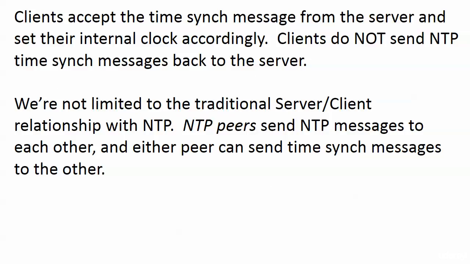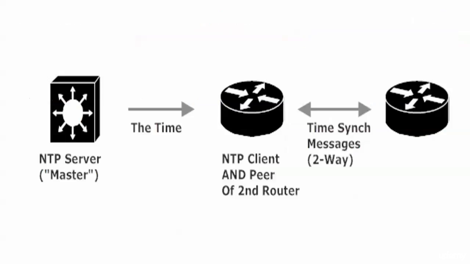We're going to do a lab on that in just a moment, but I just want to show you the NTP peer relationship. If we set one of these up, the two devices involved are sending NTP messages to each other. There's a fair exchange of ideas there, and either peer can send time sync messages to the other. So it looks a little something like this. First we have our NTP server in this illustration. It's a multi-layer switch. That is our master. That's the actual command. It sends the time to an NTP client. You can then make that client a peer of another router, and they're going to exchange two-way time sync messages.